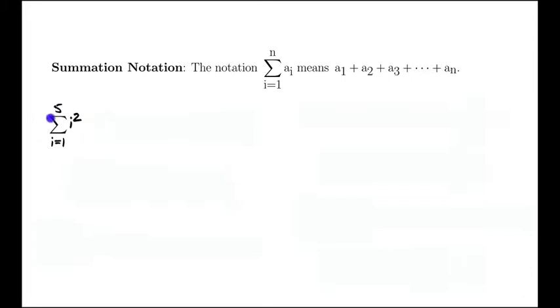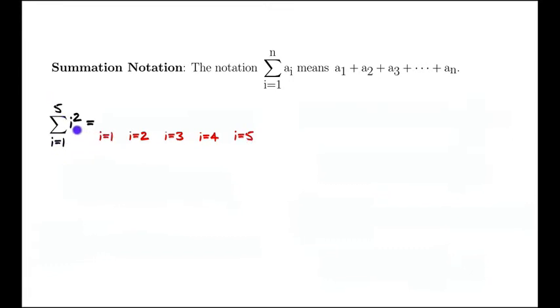Let's see if we can write out the sum from i equals 1 to 5 of i squared. What that means is that there's going to be 5 terms. So let's just not worry about the i squared for a minute, and let's look at i equals 1 to 5 and think about what that means. Well, that means we're going to have a term for i equals 1, i equals 2, i equals 3, i equals 4, and i equals 5. That's how this index works.